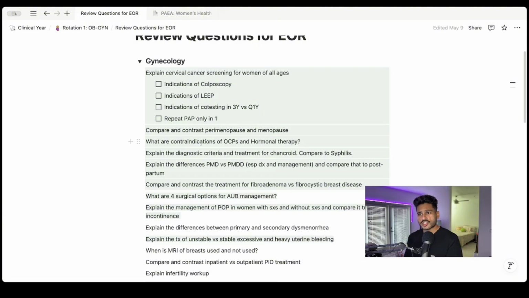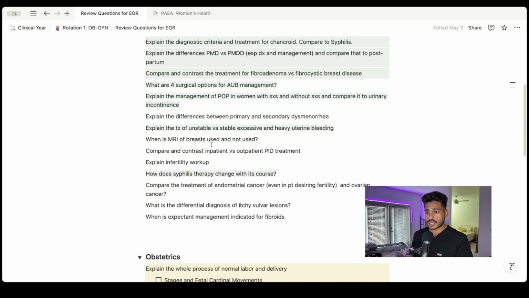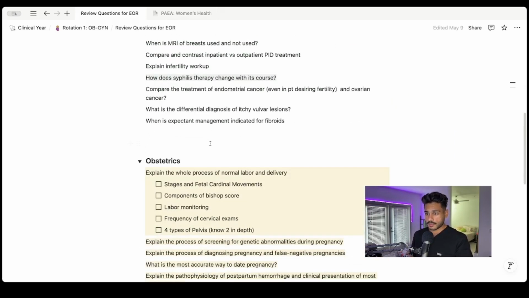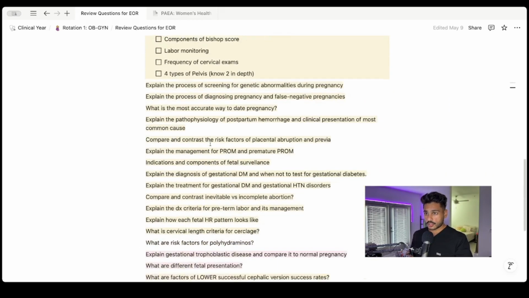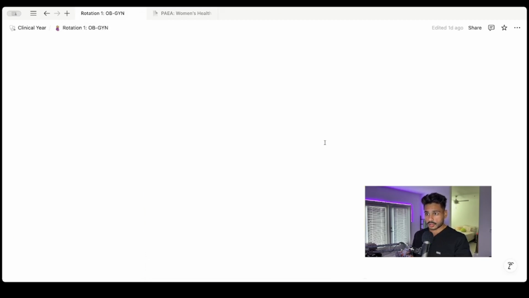So those are some of the things that you want to put as review questions, because review questions are questions that reinforce the things that you already know, but also bridge that knowledge gap in terms of the things you don't know and the things you consistently miss on. And so I've done that for both gynecology and obstetrics. And so this was my Notion tour.